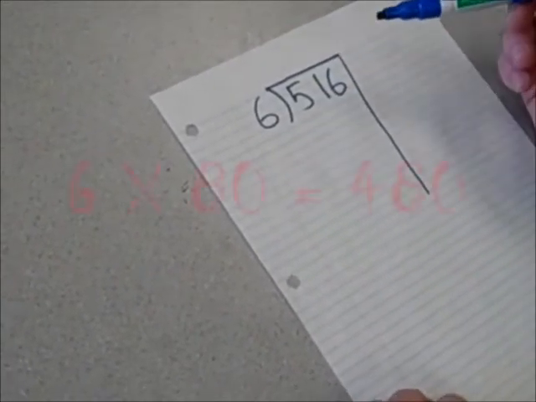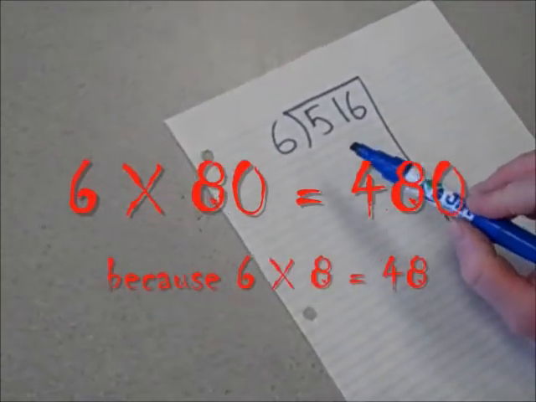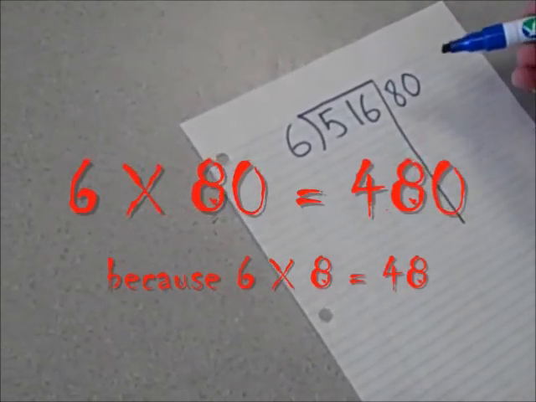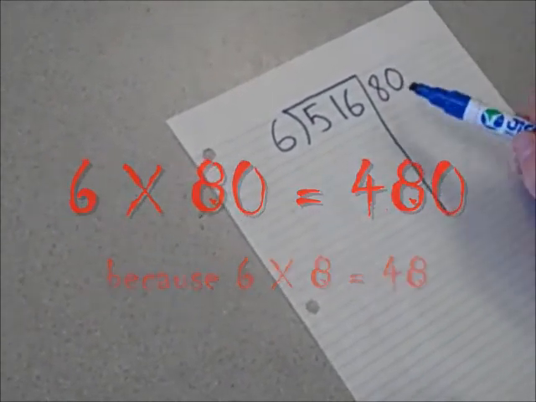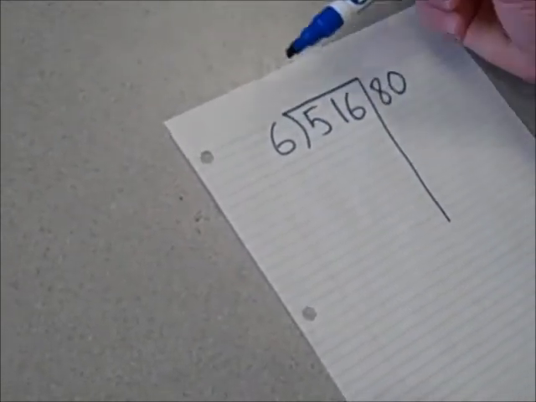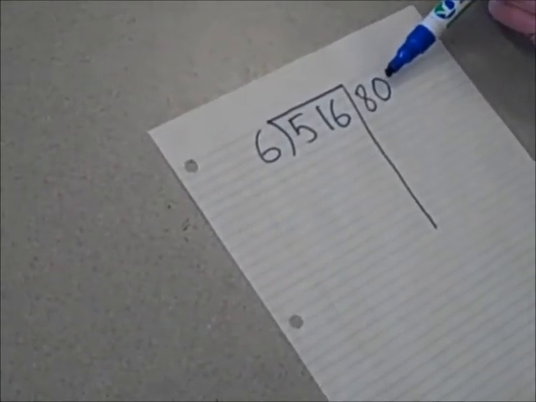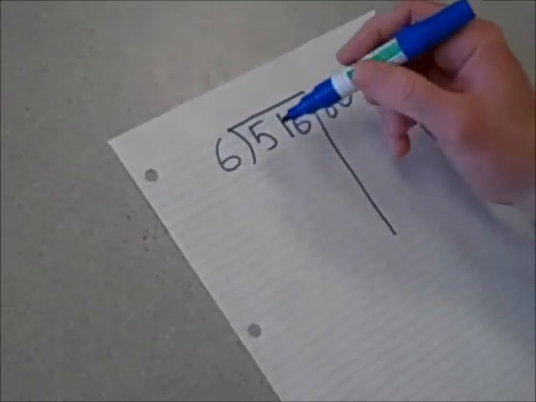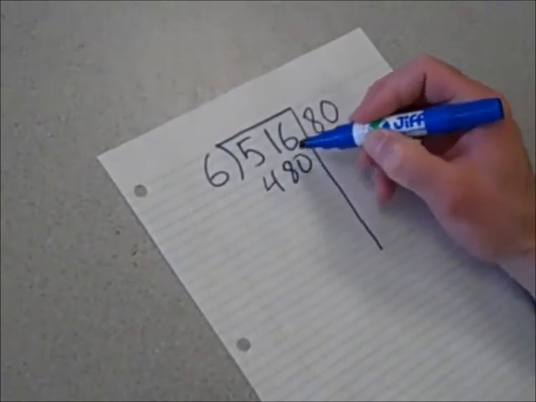6 times 8 equals 48, which is close to 51. But 6 times 8 would only give us 48, so I'm going to go 6 times 80, which will give us 48 with a 0 after it, or 480. So 80 times 6, what I'm doing is I'm dividing the 516 into 6 equal groups. I'm going to start by putting 80 in each of those 6 equal groups. So 80 in each of 6 equal groups is 80 times 6, so I'm distributing from 516, 80 times 6, which is 480.